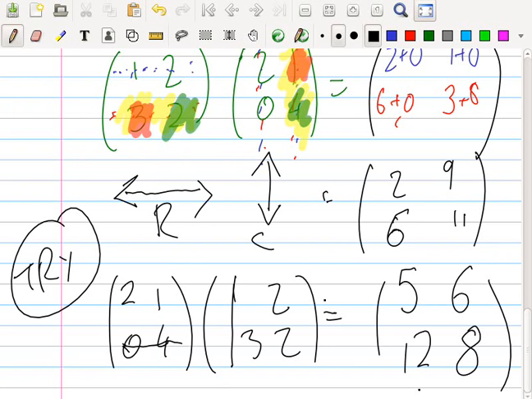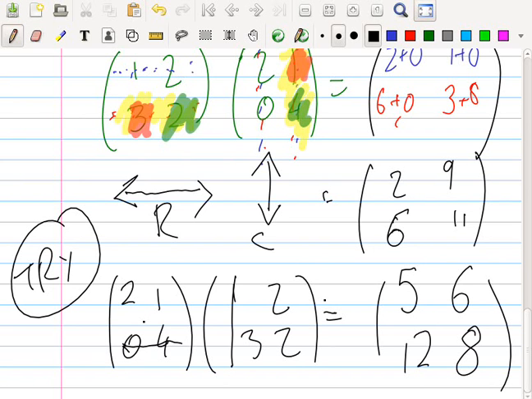Now, can somebody tell me something interesting about that example I just gave you? Yes. If you switch, yes, that's the one. So the example I gave you is the same as the example I did, except I just swapped the two matrices around. See? I put this one now in the front.